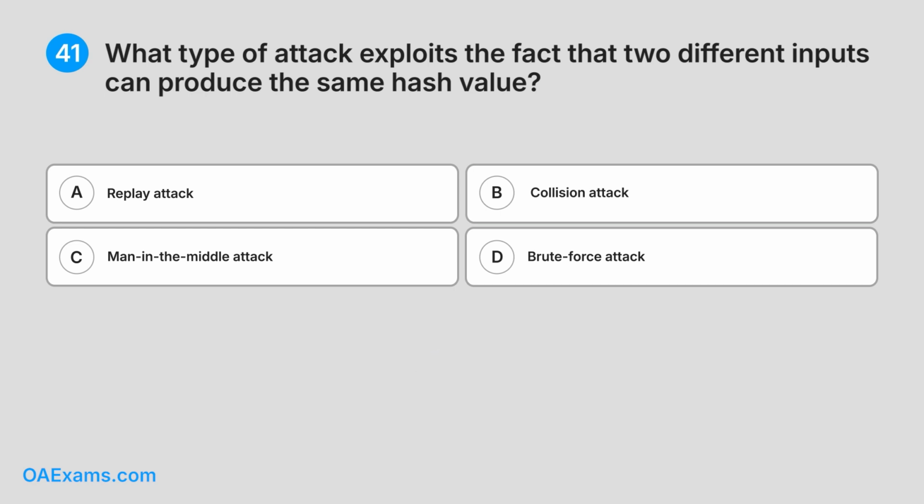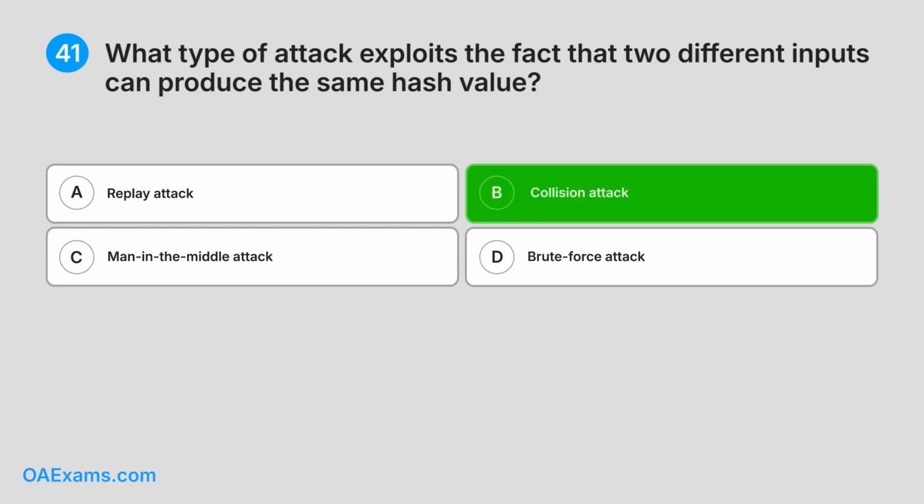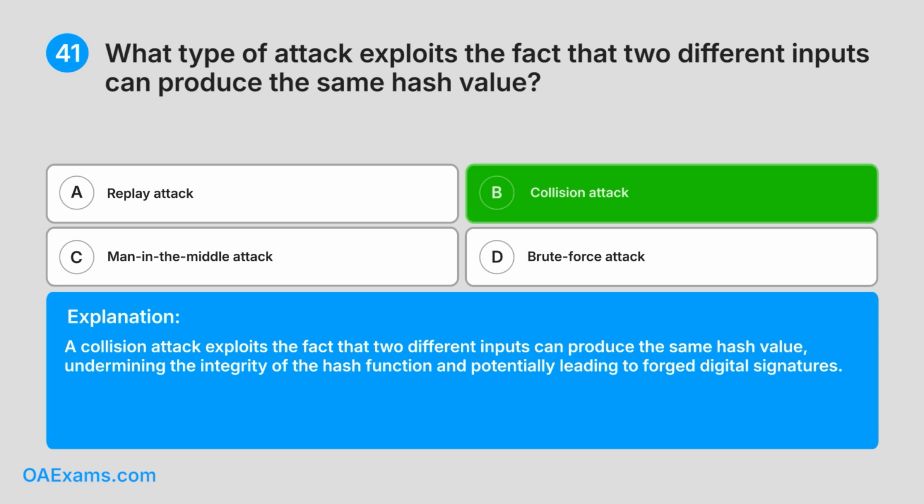Correct answer. B. Collision attack. Explanation. A collision attack exploits the fact that two different inputs can produce the same hash value, undermining the integrity of the hash function and potentially leading to forged digital signatures.